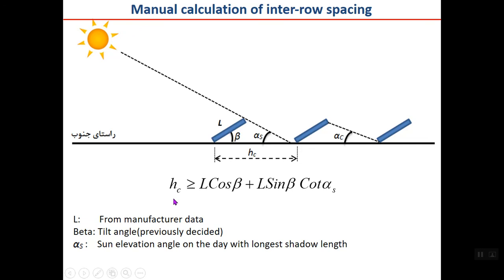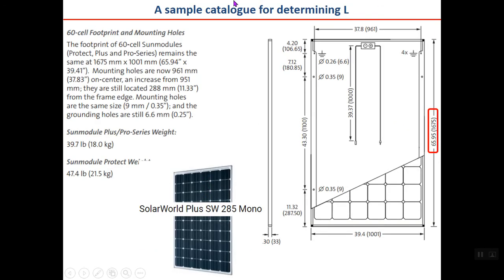In order to minimize the effect of shading on the solar panels installed at the northern side of the southern panel, HC, which is the interspace distance between the solar panel bases, should be larger than L cosine of beta plus this value. So you should calculate the right hand side, and then HC for the installation should be larger than this value. L you may take from the manufacturer data.